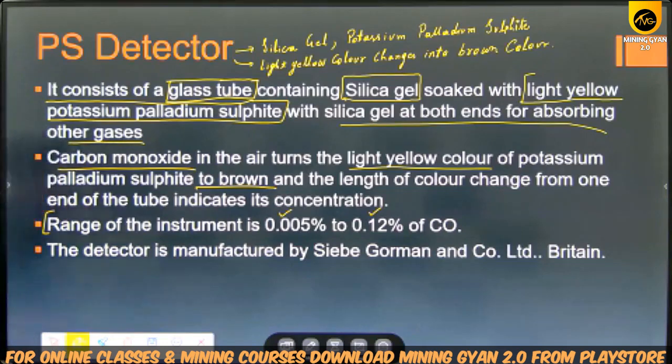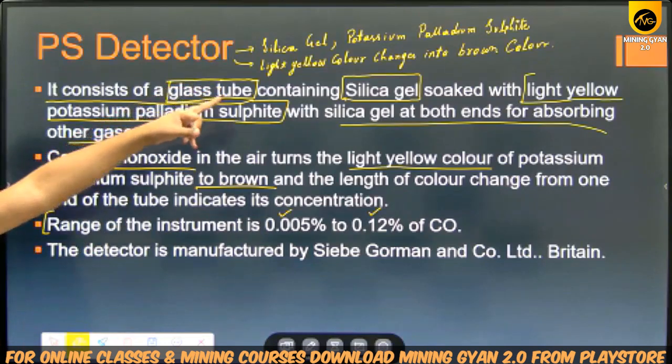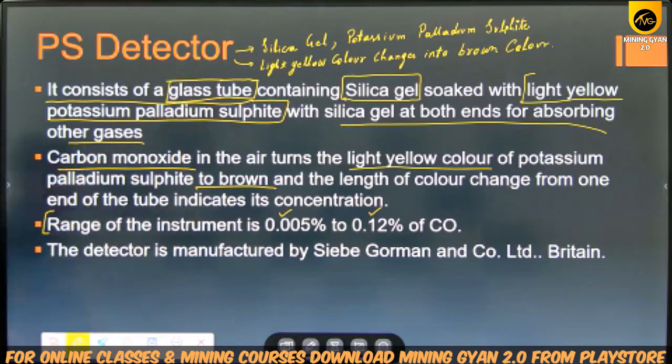Now, should we proceed further? Have you written everything? Range, the chemical which is used, and the color change. Okay, now the next one.